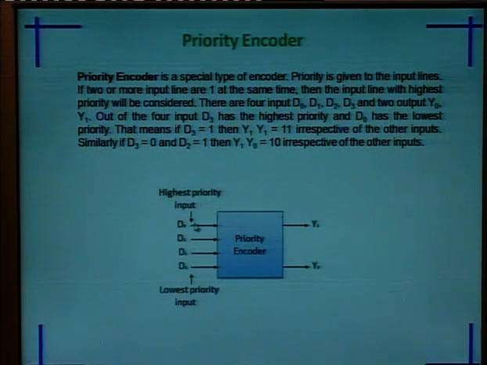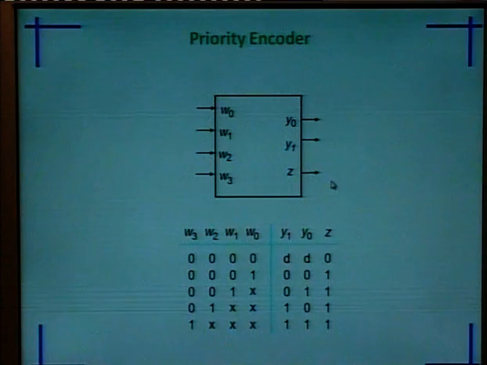So if at the same time D2 and D3 are activated, meaning high, then this priority encoder will make D3 available at the output instead of D2, because D3 has a higher priority. Accordingly, our output functions y0 and y1 will be activated, that is 1 1.